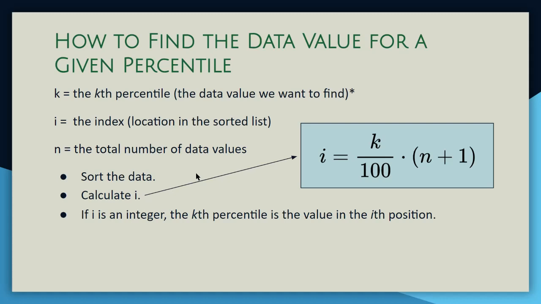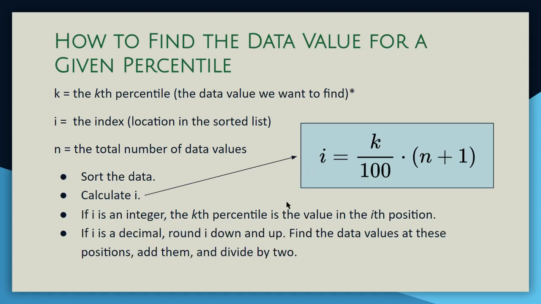And there's two possible outcomes. If, when you do this calculation, i is a nice pretty whole number, to find your data value, you start with the smallest and you count until you get to the ith position. And whatever number is at the ith position in the list, that's your answer.